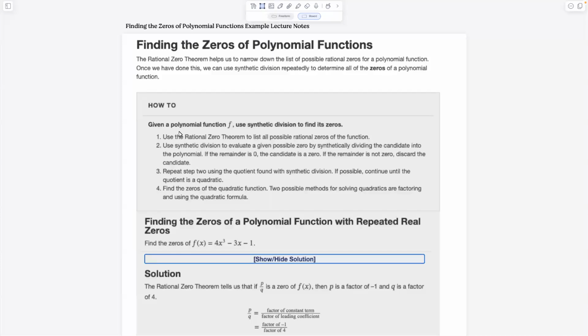Then we're going to use synthetic or long division to factor that corresponding factor out, reducing the degree of the polynomial. And we're going to keep repeating that process until we get down to a quadratic. Once we get to a quadratic, we can just use college algebra, intermediate algebra level factoring, or the quadratic formula to find the last two roots.